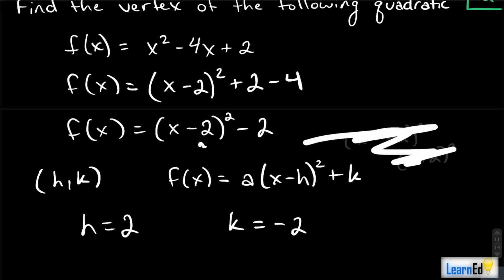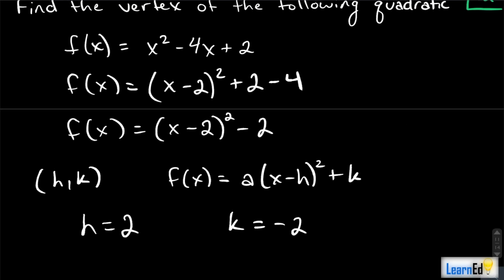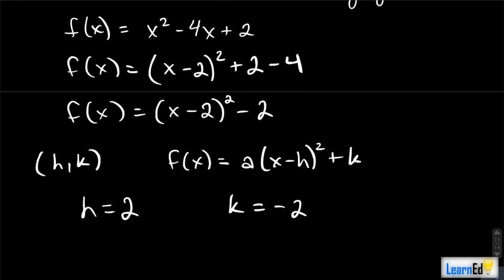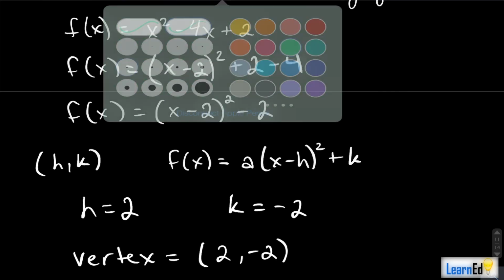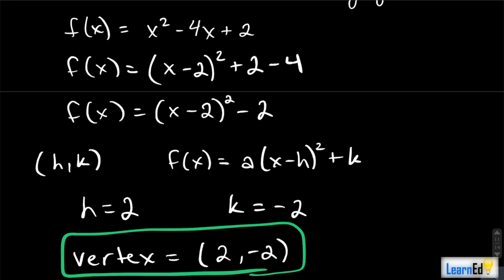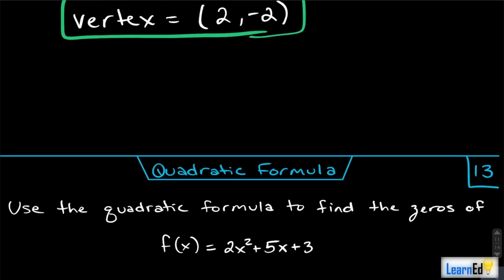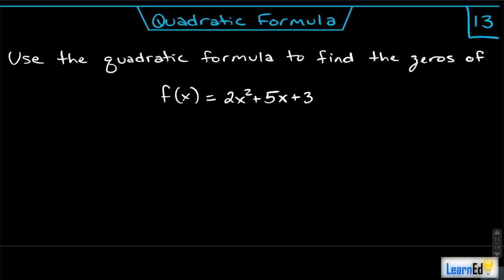So that is the main misconception with finding h, right? Since our vertex is h comma k, now that we found h and k, we can write that our vertex is (2, -2). All right, and does that do it for complete the square problems? Yes, it does. Now we're moving on to the quadratic formula, question 13.